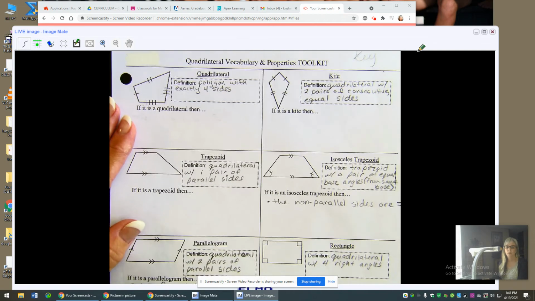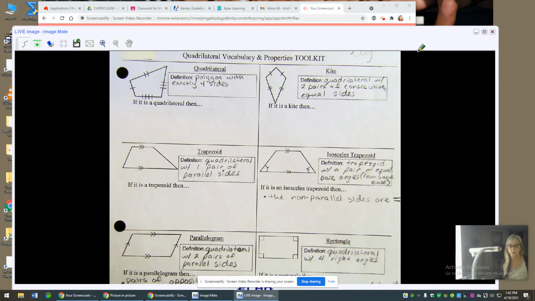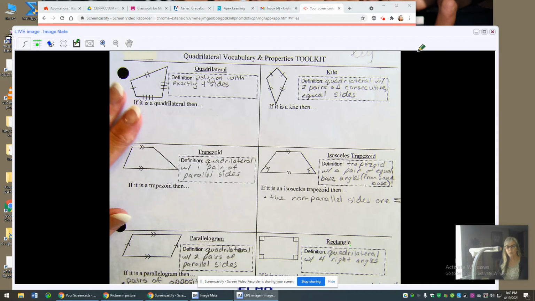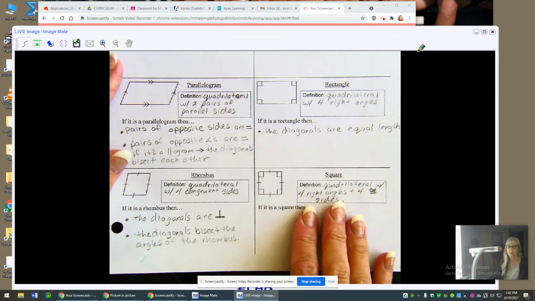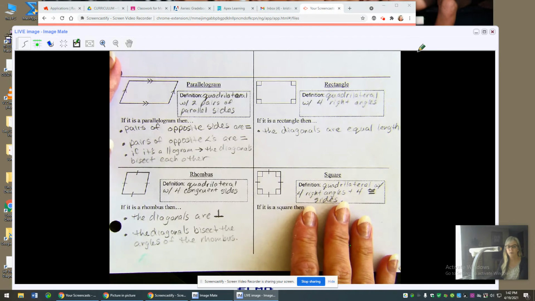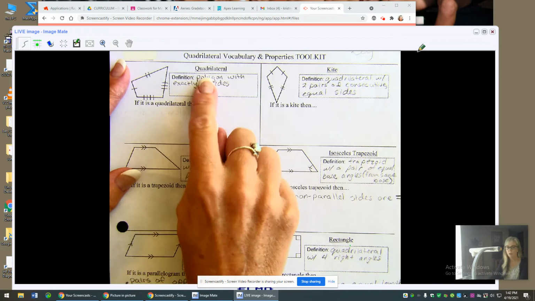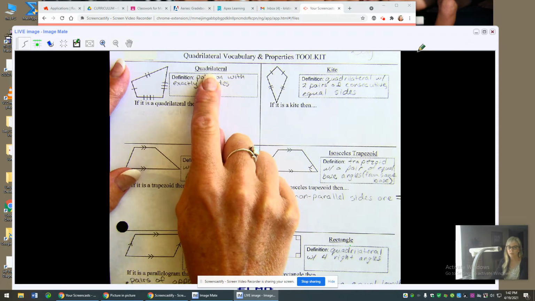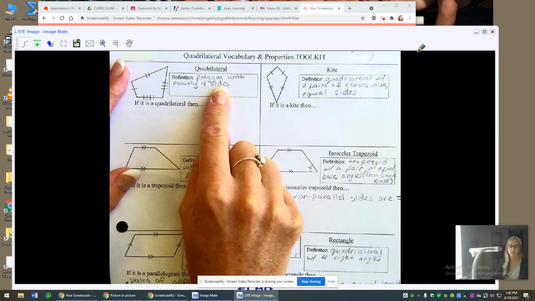Hello, we're going to go over this organizational toolkit that helps us understand the differences and the similarities between some of these different figures. We've been talking about parallelograms and rectangles, but those two both fall under the umbrella of a quadrilateral. Quadrilaterals simply mean four sides.